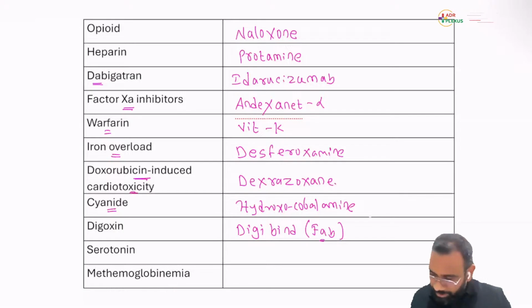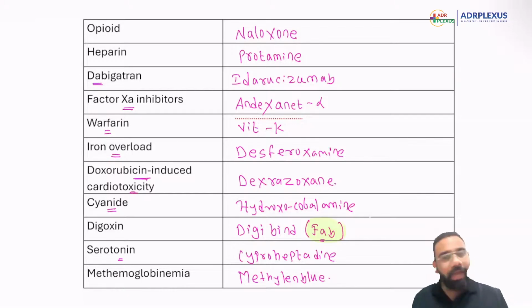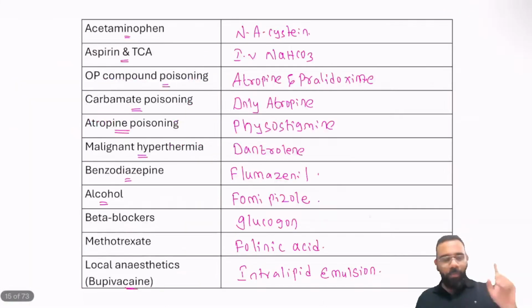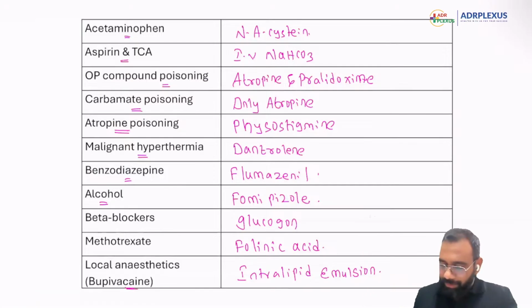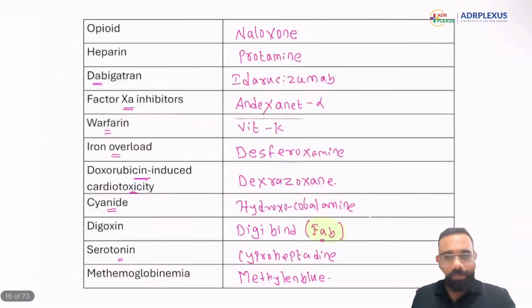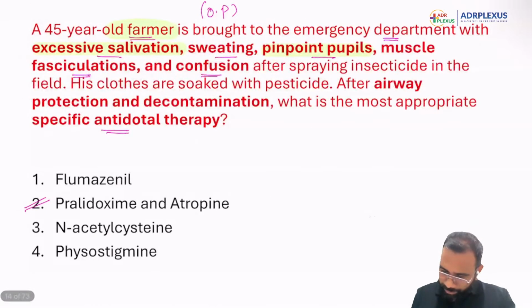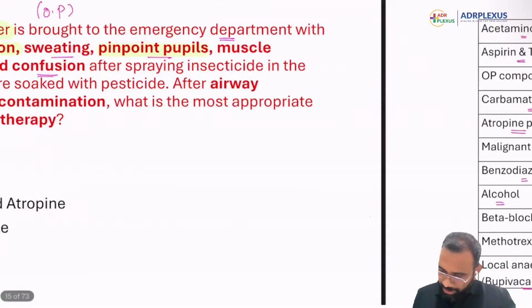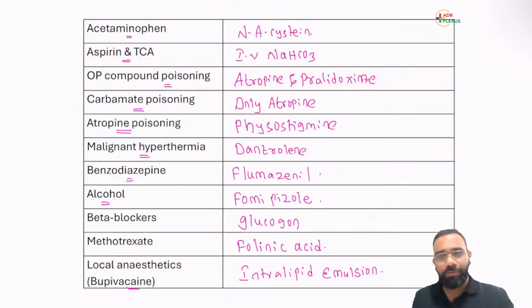Don't get confused here. It has only one fragment, that is Fab. There is no Fc fragment. Serotonin syndrome, cyproheptadine. Methemoglobinemia, methylene blue. These are all the antidotes. Trust me, one question is damn sure in the coming INI about these antidotes. That's what we are discussing in the last page of our workbook. So the OP compound poisoning antidote is pralidoxime and atropine, that is what I mentioned here.